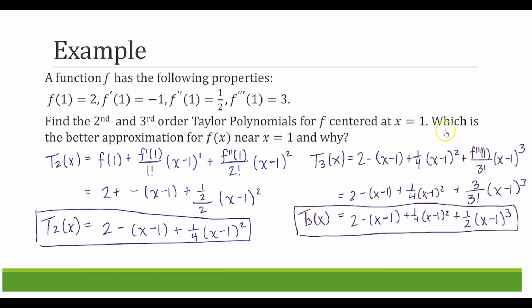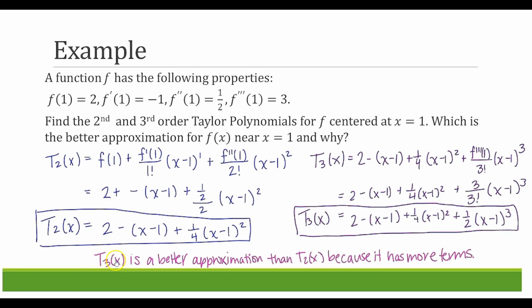And then finally, we're going to answer the question: which is the better approximation for the function f near x equals 1, and why? Well, we know that adding on additional terms gives us a better approximation of the function. So the one that's going to be the better approximation near 1 is T3, because the more terms that we add to the polynomial, the better. To formalize that, we would say T sub 3 of x is a better approximation than T sub 2 of x.